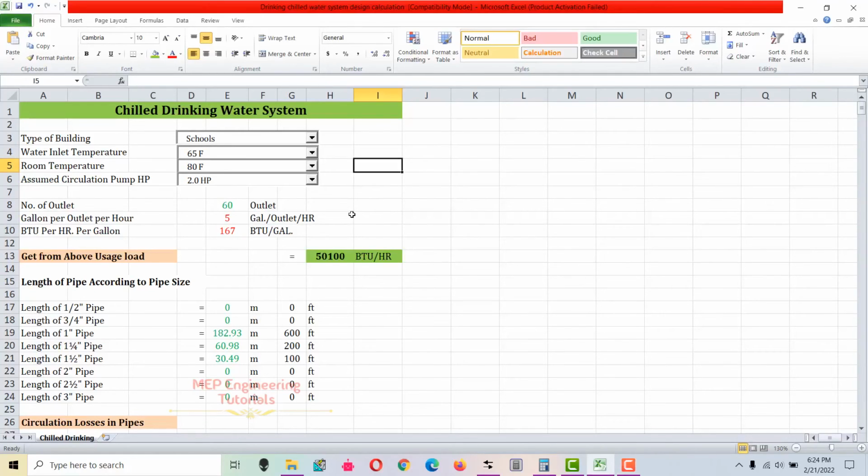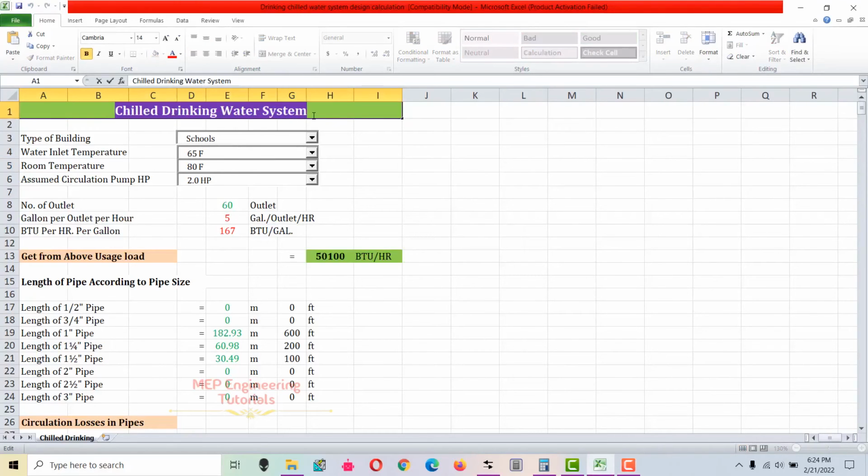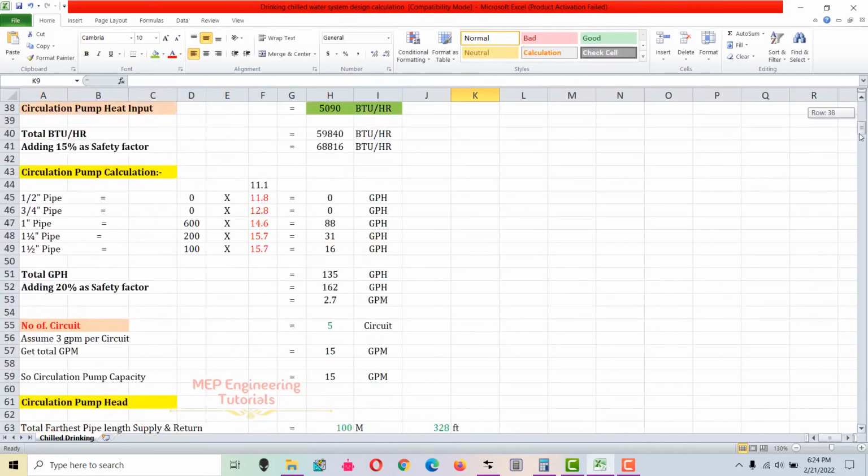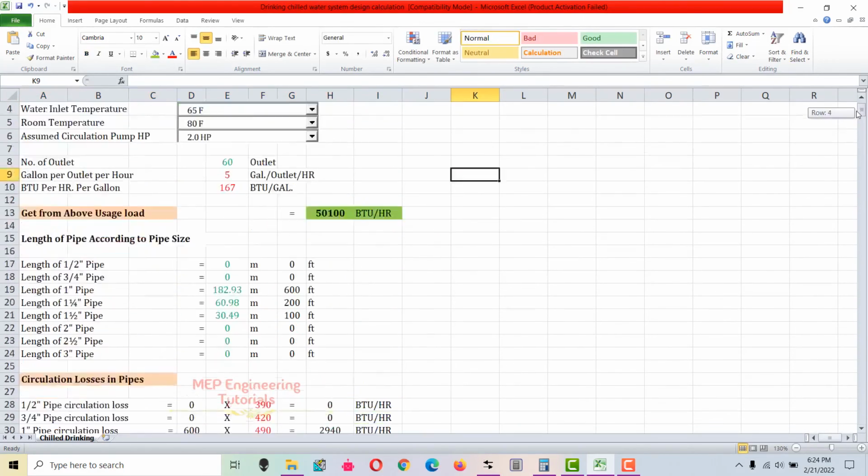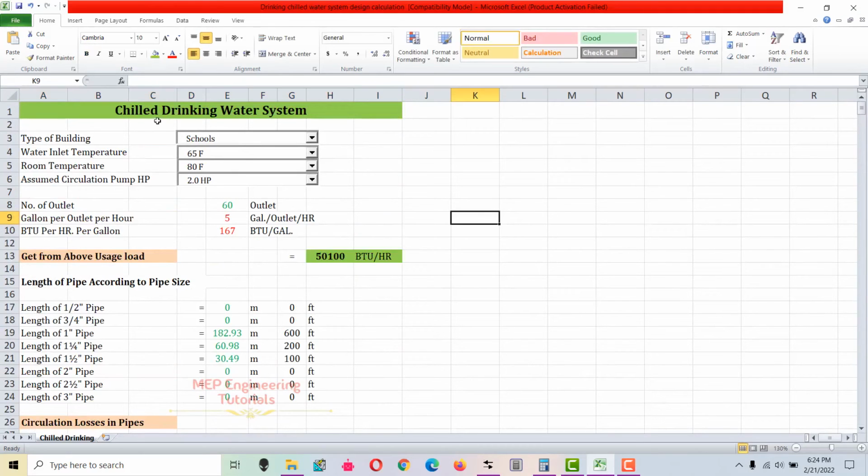Hi guys, it's Syed Mohammad Wakas. The topic which I'm going to discuss today is related to chilled drinking water system design calculation, and this is the spreadsheet which I'm going to use for this design of the chilled drinking water system. So let's get started. Before starting the design calculation, let me just tell you about the spreadsheet.